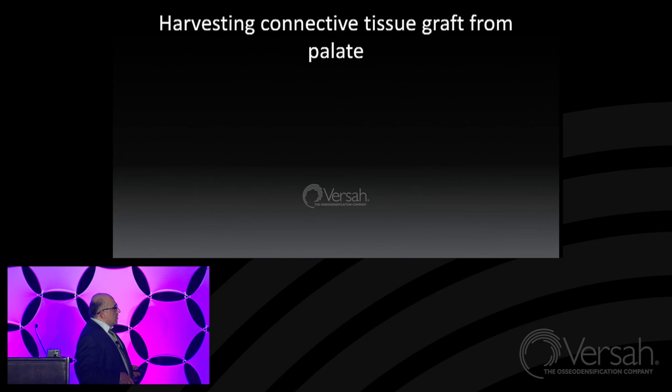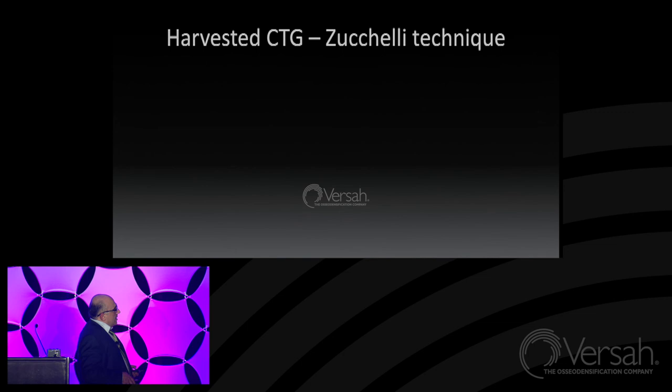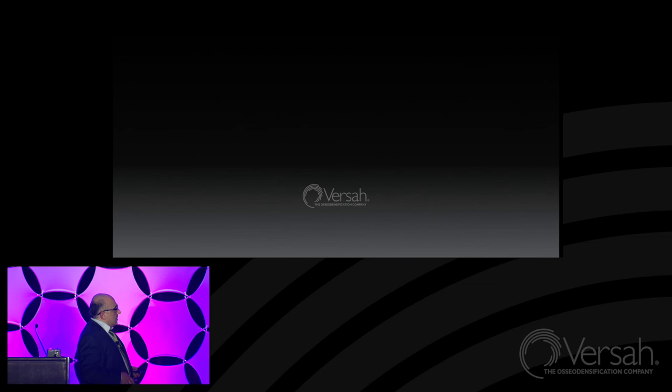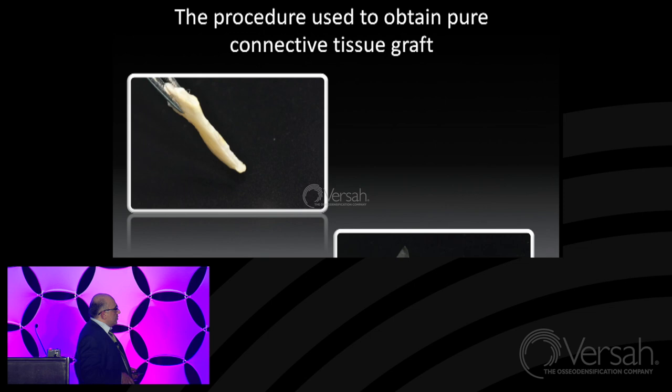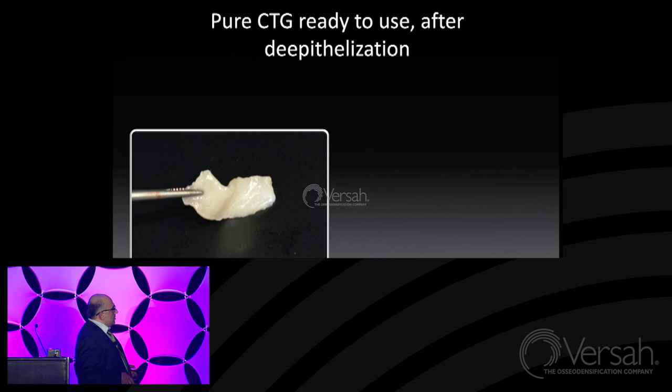Harvesting some connective tissue graft from the palatal side. Using the Zucchelli technique, you see here how we deepithelialize the full thickness graft. Here it is. This is a 15C blade. We take out the epithelial layer and use this pure connective tissue graft to increase the volume of soft tissue here. Here it is.